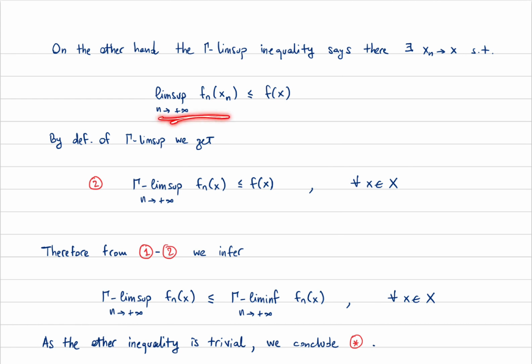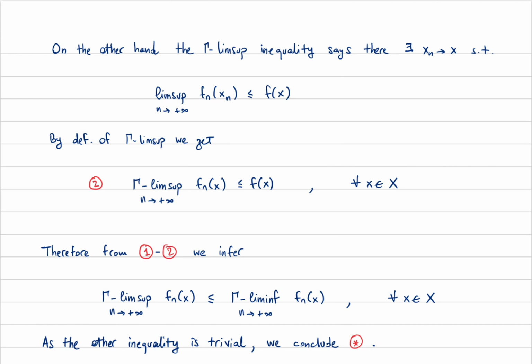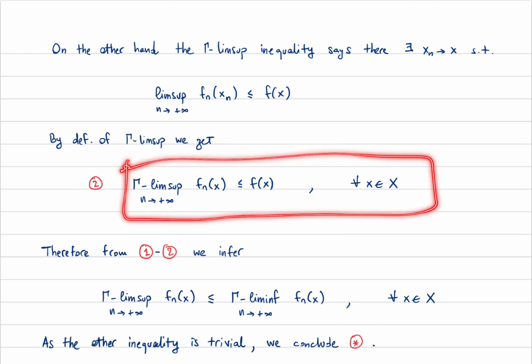this is just one sequence, so I can just go down in the inequality if I say that this is the infimum along all the sequences, and this is exactly the definition of gamma lim sup. So from the gamma lim sup inequality, we basically obtain this estimate here. So the gamma lim sup is always less or equal than f for every x in X.